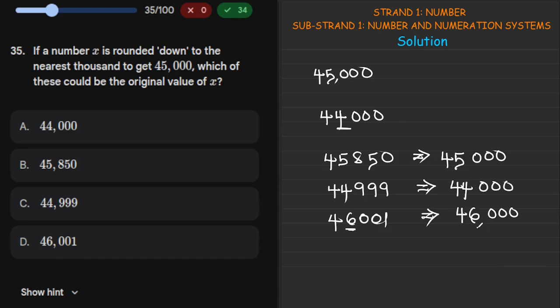So among all of them, which actually gives us the 45,000? See, and that is the second one here, 45,850.